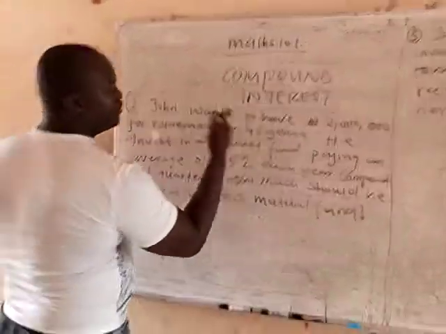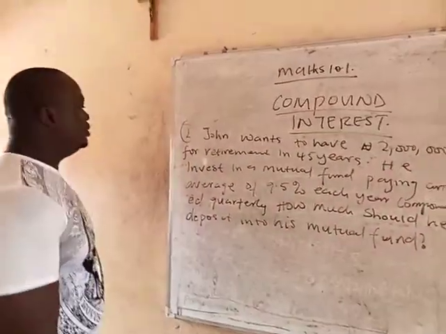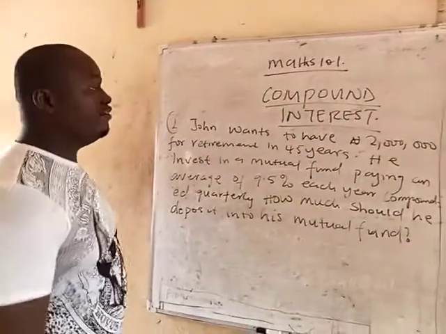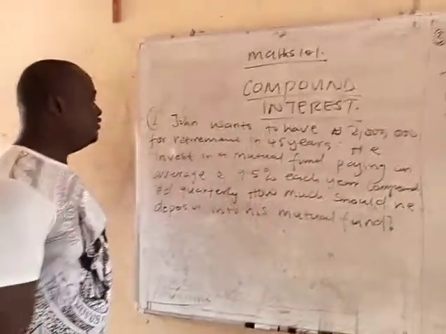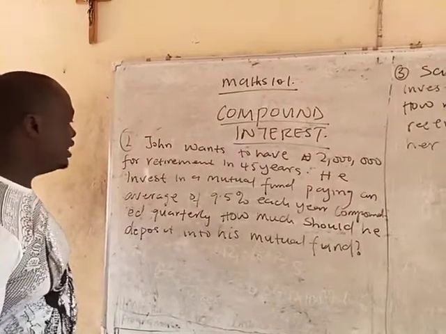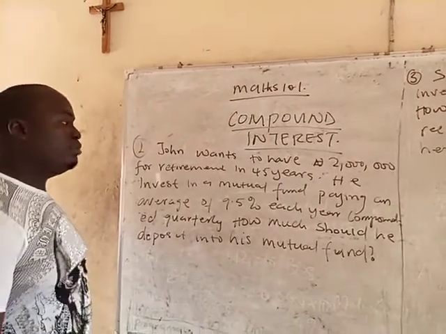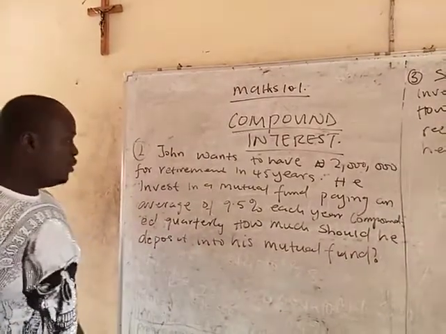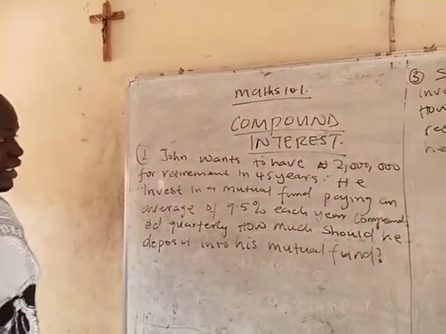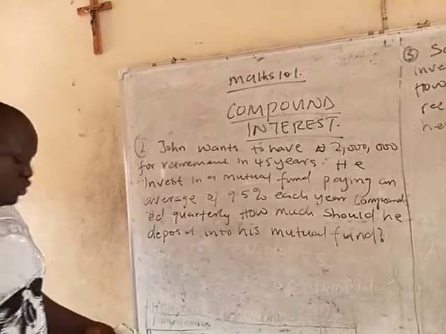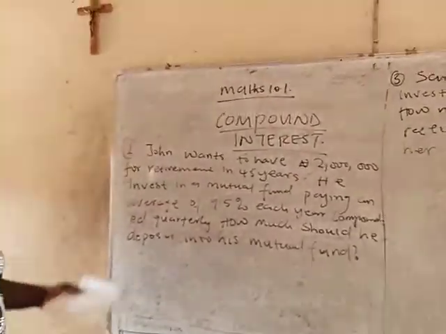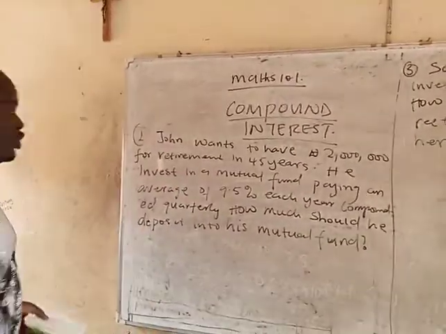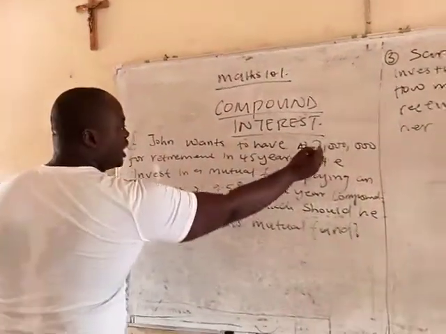John wants to have 2 million for retirement in 45 years. He invests in a mutual fund, paying an average of 9.5% each year, compounded quarterly. How much should he deposit into his mutual fund? So he wants to have this. So this is the future amount, right?